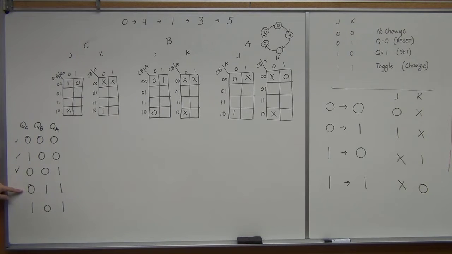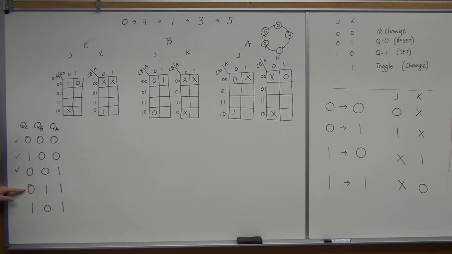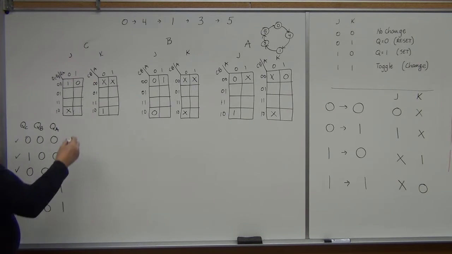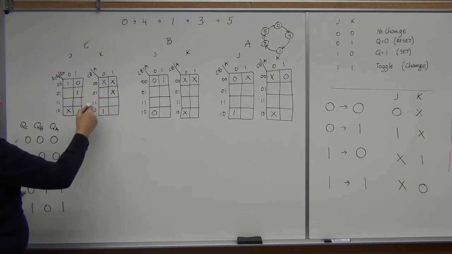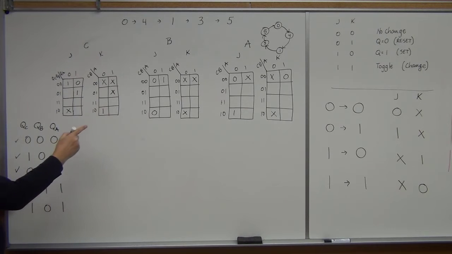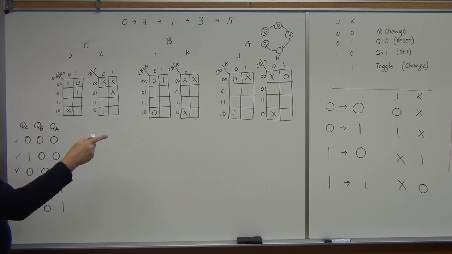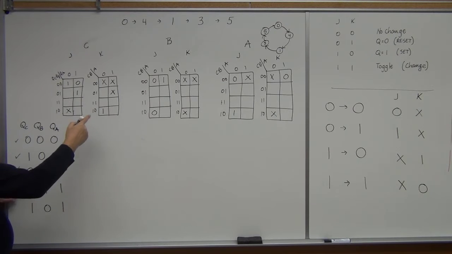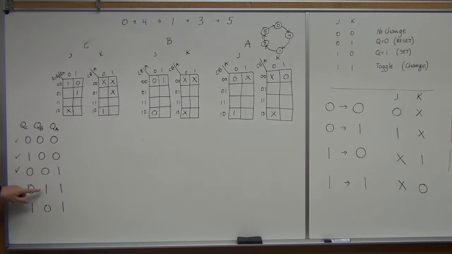So 0, 1, 1, we go 0, 1, 1, so that's this box in the Karnaugh map. So the C flip-flop goes from a 0 to a 1, so that's 1x, and I'm entering it in the 0, 1, 1 box because that's the count we're on, and 0 to 1 is 1x, so the J is 1 and the K is x, so that's why I did the J is 1 and the K is x.